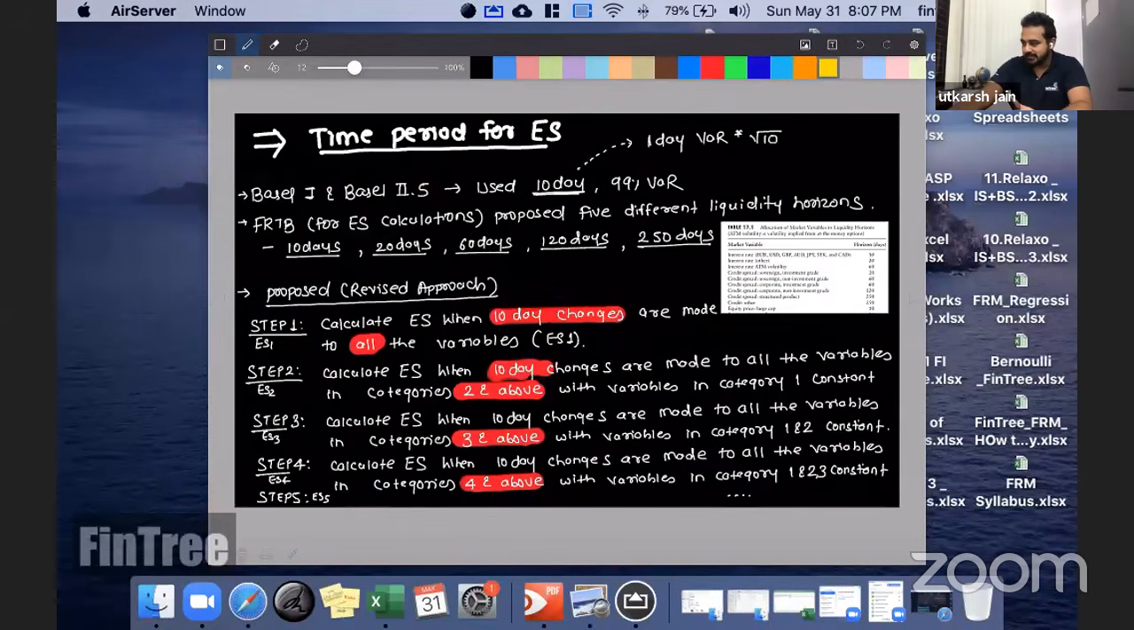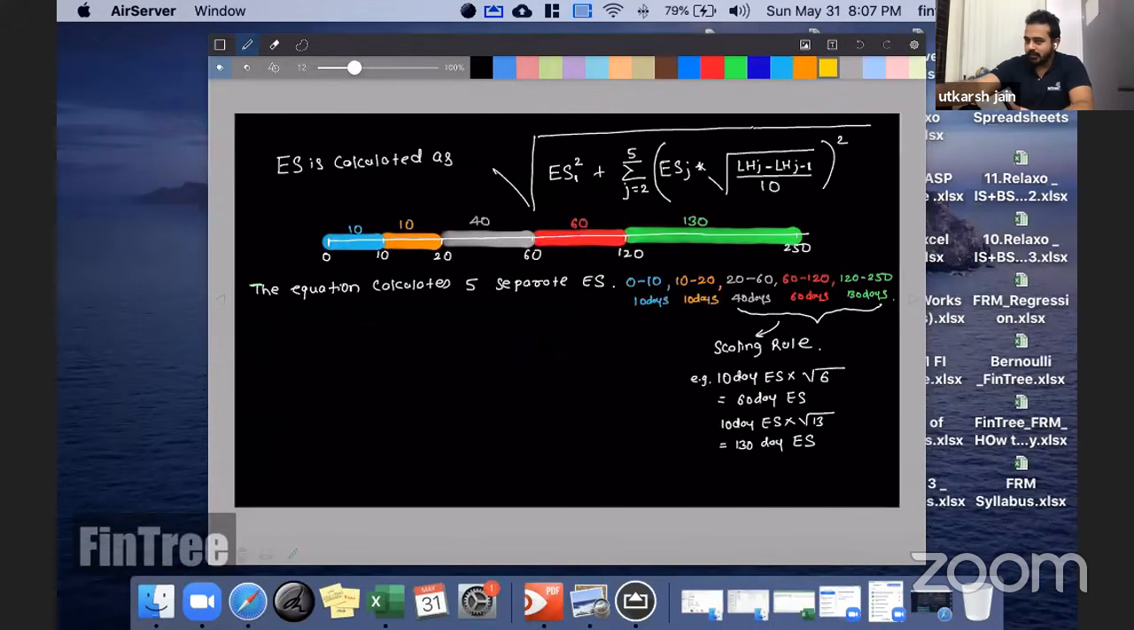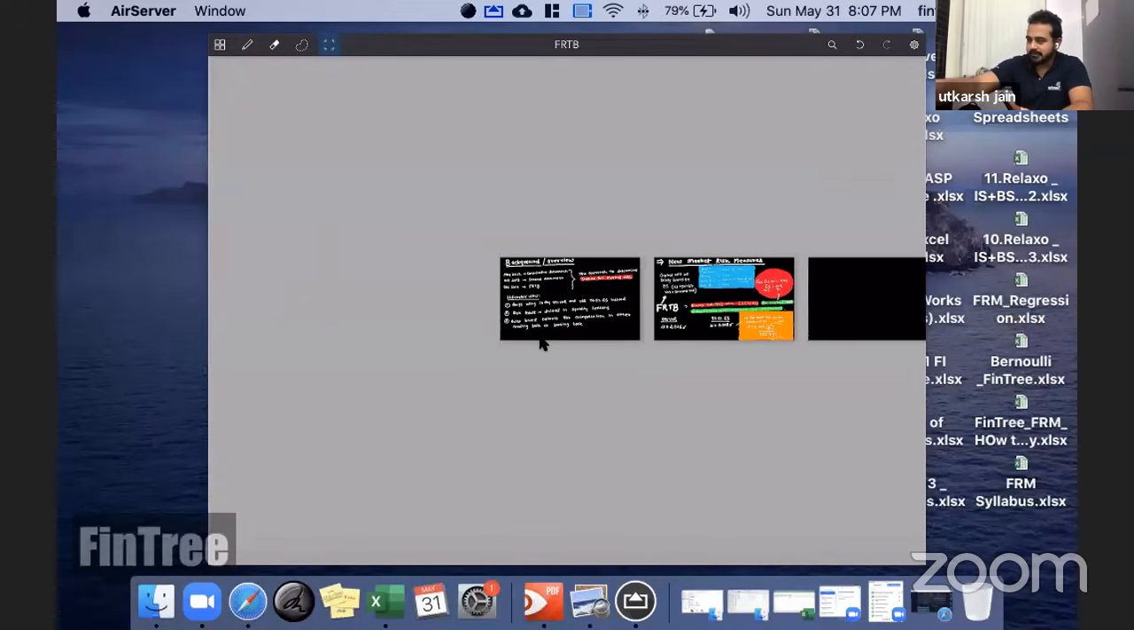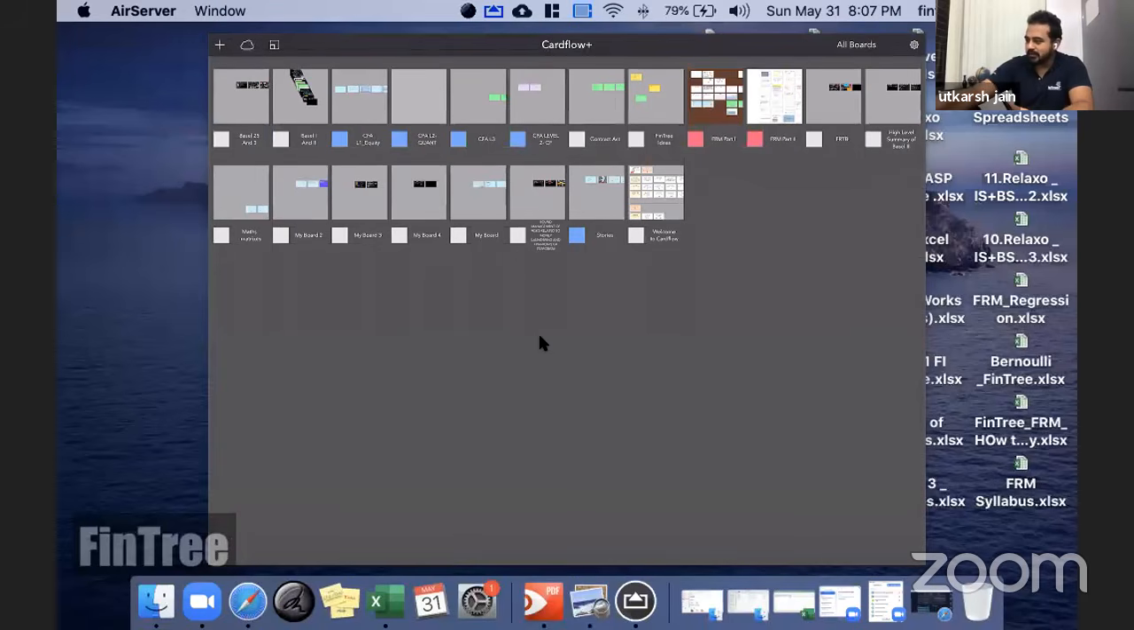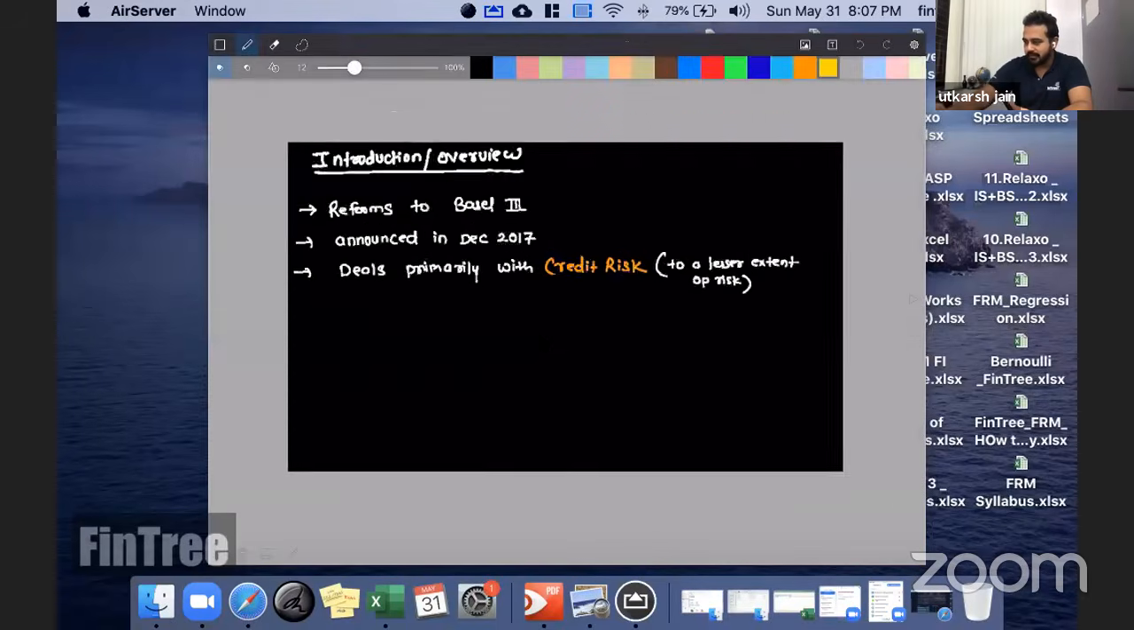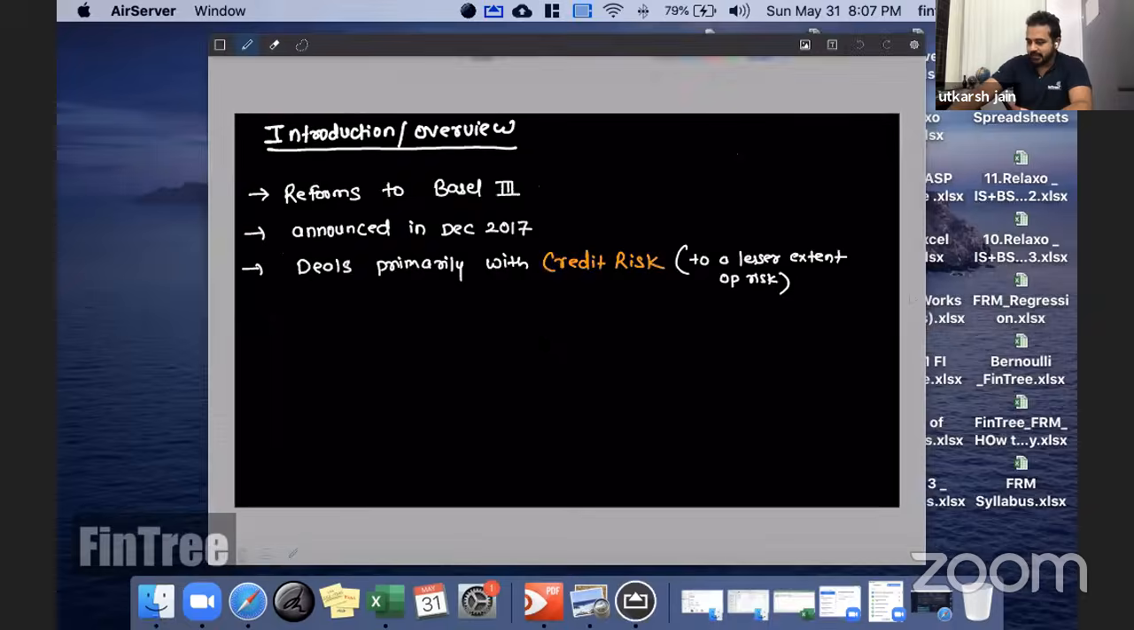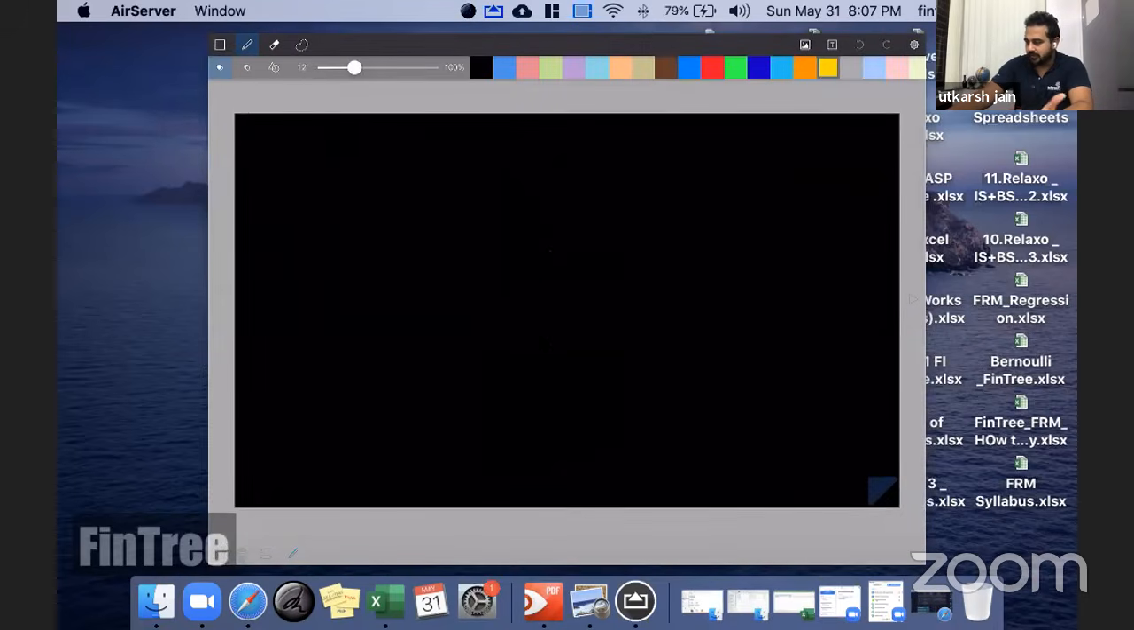So somewhat on these lines. Here I have not written questions, but I have plenty of cards like this. Whenever I put these cards into my mobile phone and whenever I get a chance, let's say these are Basel 3 notes that I prepared, I keep on revising with the help of these flashcards.